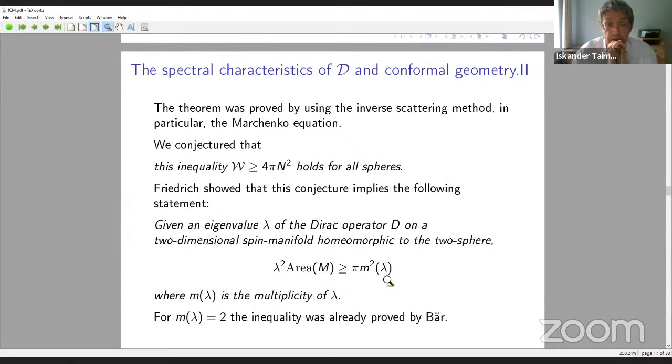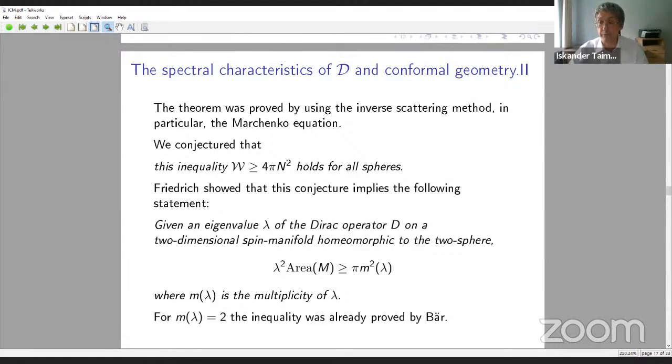Soon after this conjecture appeared, at some summer school in Berlin, Friedrich showed that this conjecture implies the following statement. Given an eigenvalue lambda of the Dirac operator D on a two-dimensional spin manifold homeomorphic to the two-sphere, we have the following: lambda squared multiplied by the area of M is greater or equal to 4 pi times m(lambda), where m(lambda) is the multiplicity of lambda. Such an inequality was already known for m(lambda) equal to 2. It was proved by Christian Bär.